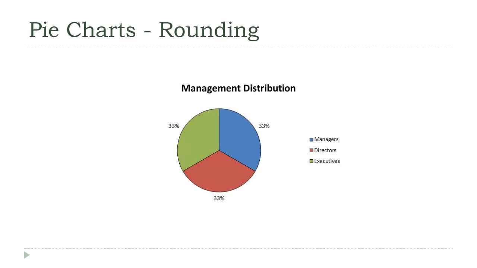Now, sometimes you'll see something a little unusual in the percentages. If you add these up, the total comes out to just 99% rather than 100. Now, this can happen, right? It can happen sometimes due to rounding error.